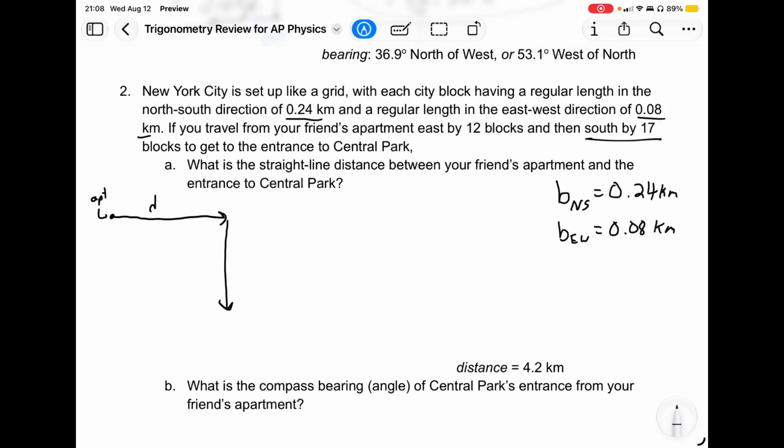So we're going to call this first leg of the journey D1, and then we'll call the second leg of the journey D2, just like we've been doing.